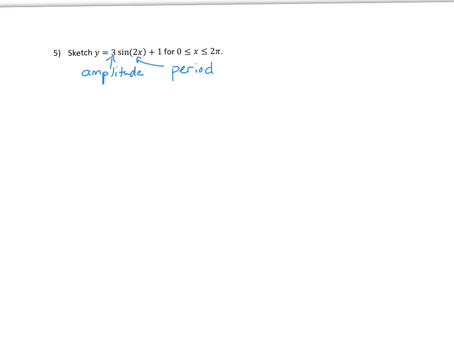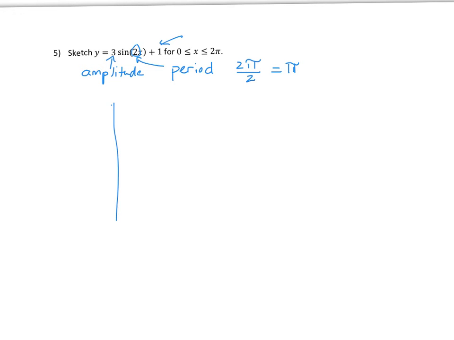Remember, the period is going to be given by 2 pi, which is your normal period for sine x, and then we're dividing it by the k value here, dividing it by the 2. So the period in this case is going to be 180. One whole cycle is pi radians long. The +1 on the end is your vertical translation up 1. That changes your axis of the curve.